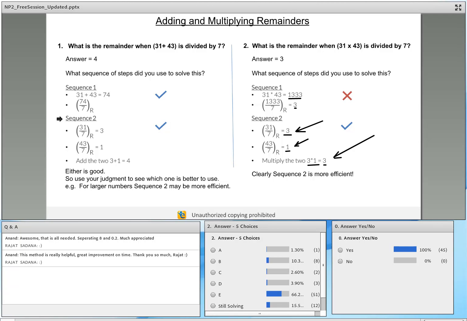And we're going to justify why this works. But before we get to the justification, I want to make sure that you guys can see the methods. When it's about adding two numbers, you divide, you get the remainders for the numbers individually, and you add them up, and if the sum is less than the divisor, then that's your remainder. When it's about multiplication of two numbers, then you divide each one of the numbers by the divisor, get their individual remainders, and then you multiply them. If the product is less than the divisor, then that's your remainder.